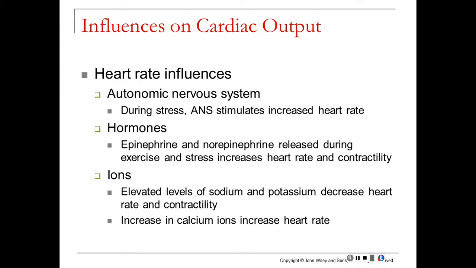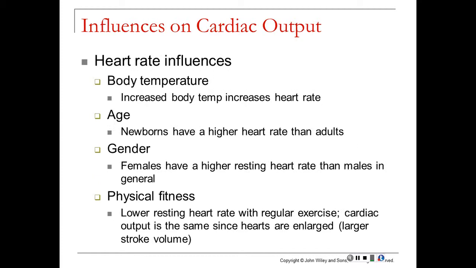Factors that influence heart rate include the autonomic nervous system, which is going to cause an increase in heart rate, or possibly a decrease in heart rate if we're talking parasympathetic. Various hormones such as epinephrine and norepinephrine, as well as levels of ions such as sodium and potassium, which can decrease the heart rate and contractility. Calcium ions are going to increase the heart rate. Body temperature can also increase the heart rate. As the body temperature increases, so does our heart rate.